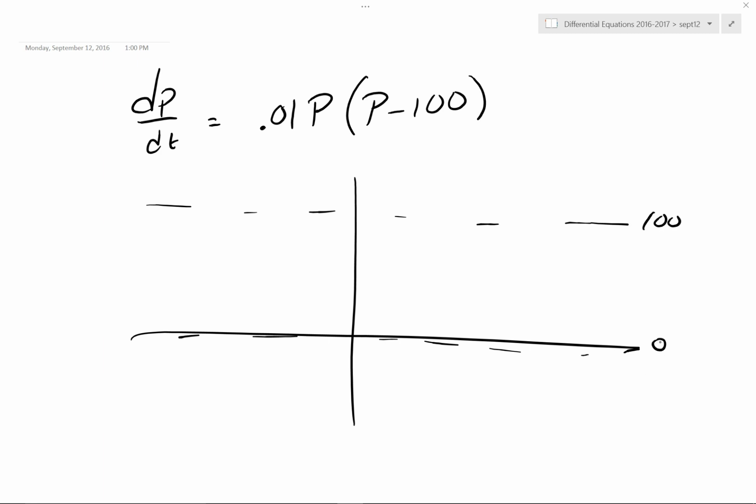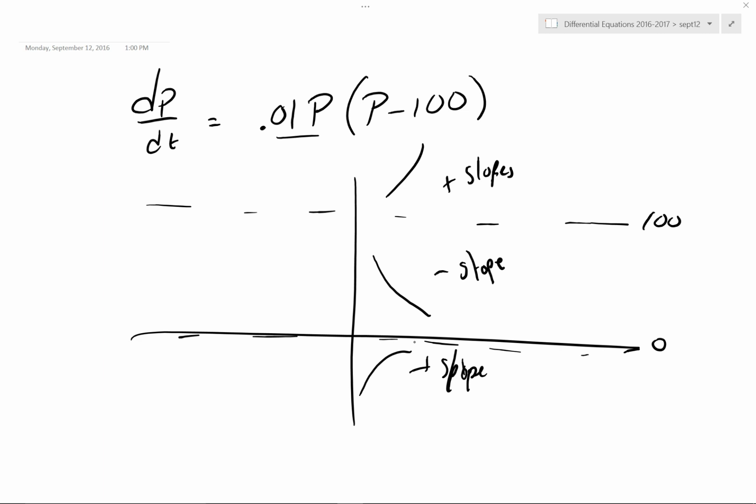We'll analyze it thusly. Again, if P is between these guys, say 50, what's happening? Well, that's positive, this is negative. We've got negative slopes in here. If we had like 200, these are positive slopes, so we're going away. And what if they're negative populations? This would be negative, this would be negative, so positive slopes. So we're coming like that.